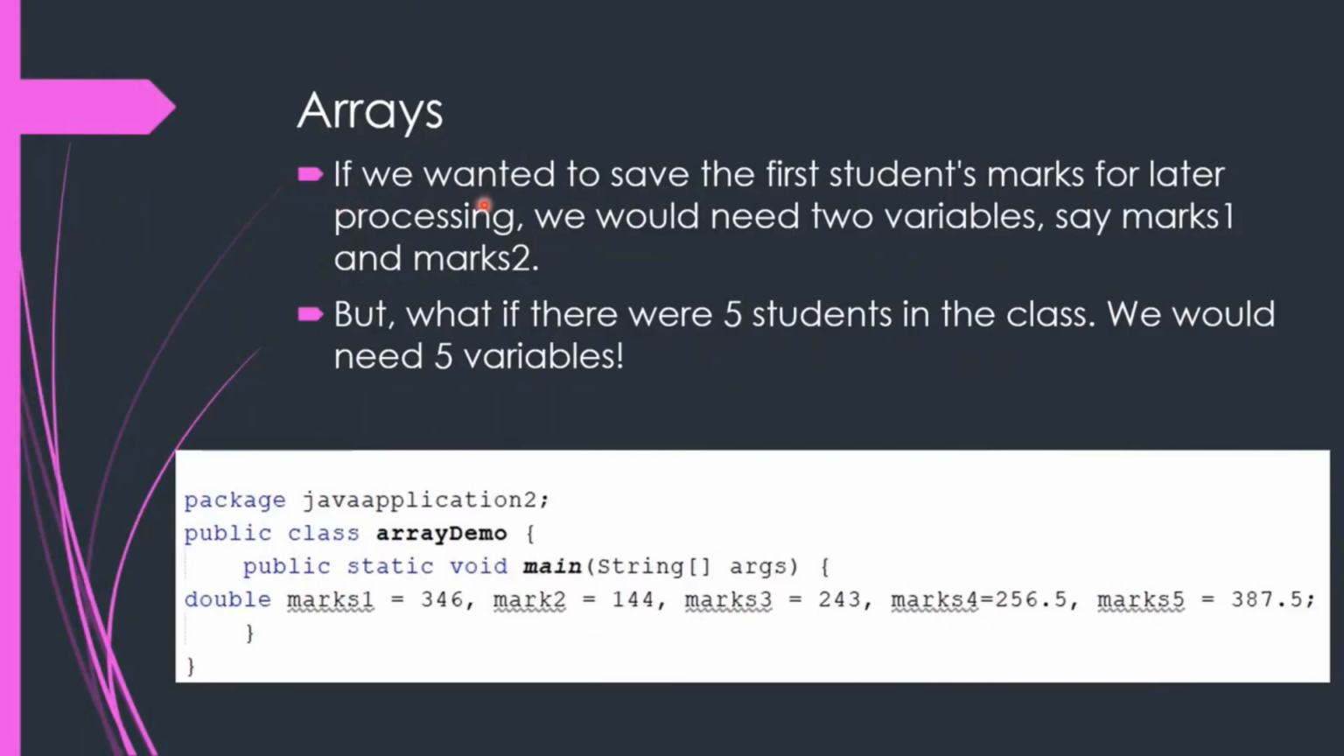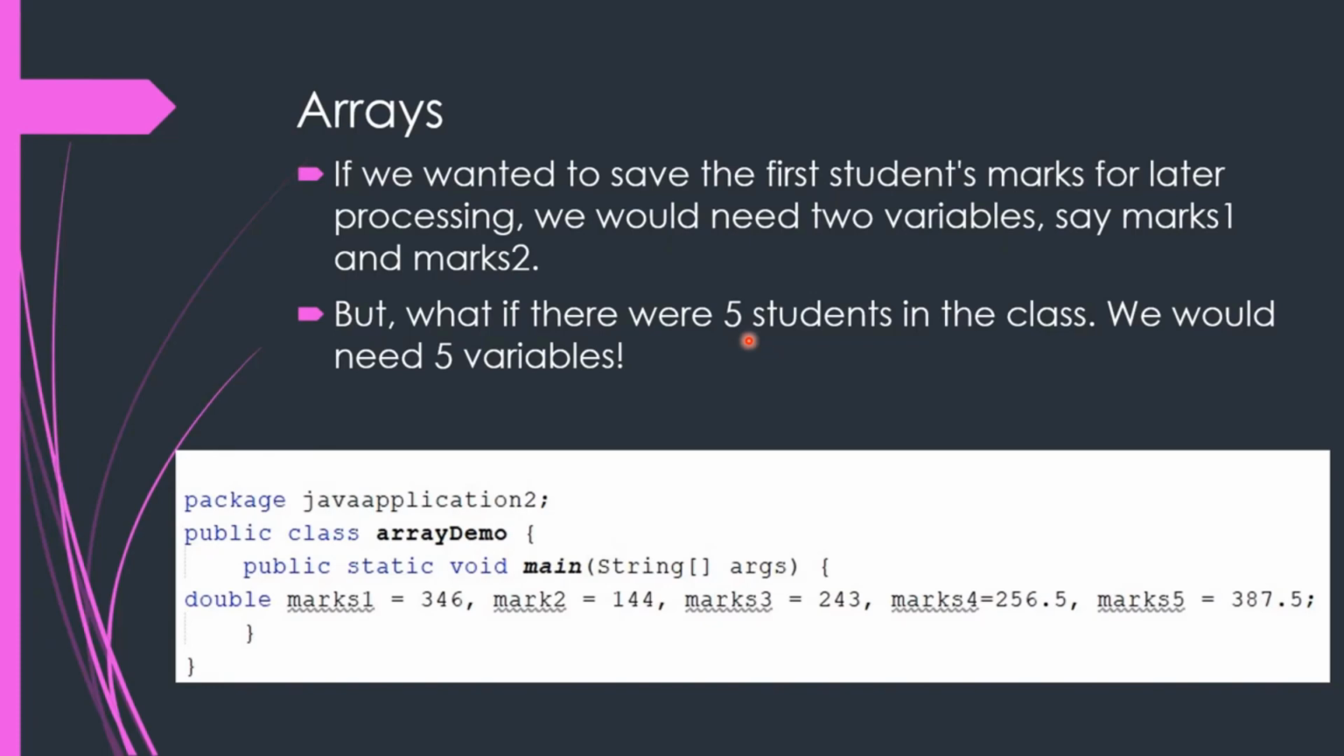Now, you might say, ma'am, instead of using an array, we can also use two variables, for example, marks 1 and marks 2. In this way, we can store both the students' marks. You are actually right. We can use this method for storing marks of both the students. But what if there were 5 students in the class, and you would need to store the marks of those 5 students? And suppose there were 15 students, then you would need 15 variables. Oh my god, that would be really complicated, wouldn't it be?